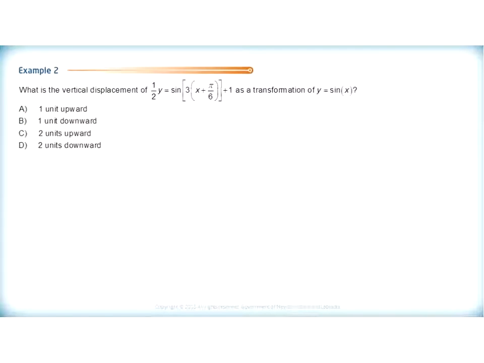In example 2, what is the vertical displacement of the graph 1/2 y equals the sine of 3 times x plus pi over 6 plus 1 as a transformation of y equals the sine of x? In this equation, we need to rearrange the terms again, but we need to multiply both sides of the equation by 2.